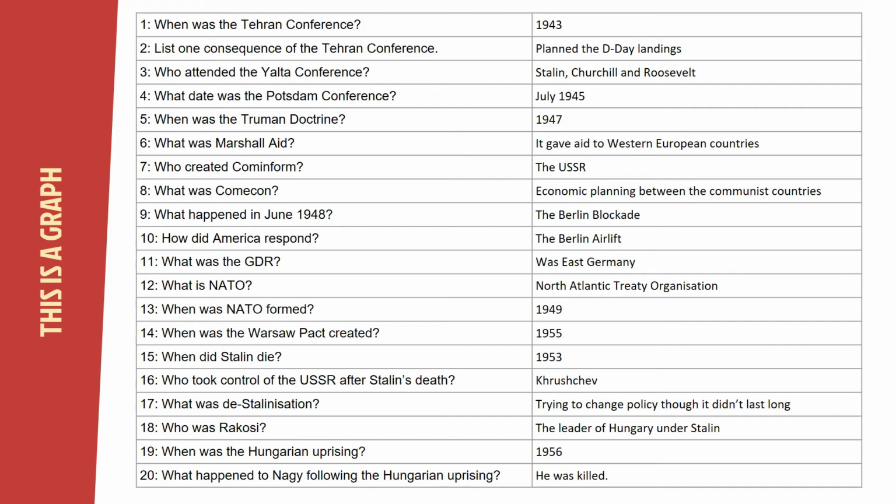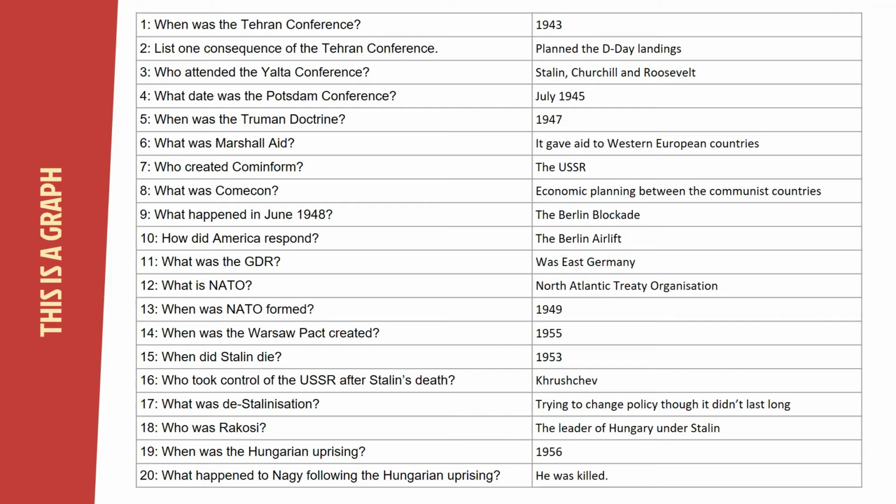Stalin dies in 1953. Who took charge after him is Khrushchev. Now, initially, Khrushchev is quite critical of Stalin, and they go through this policy of de-Stalinization, where they want to try and change what Stalin had done and be less controlling, although we know in reality that doesn't last very long, and Khrushchev becomes just as controlling.